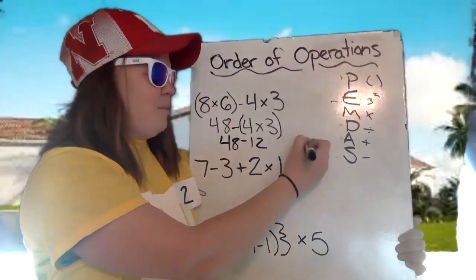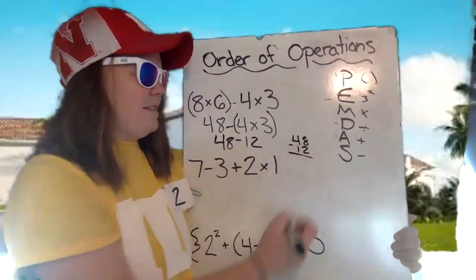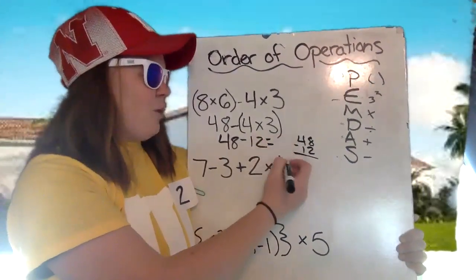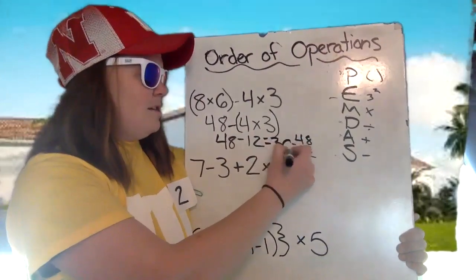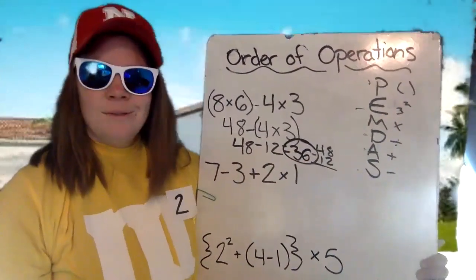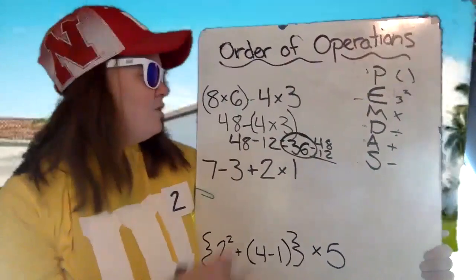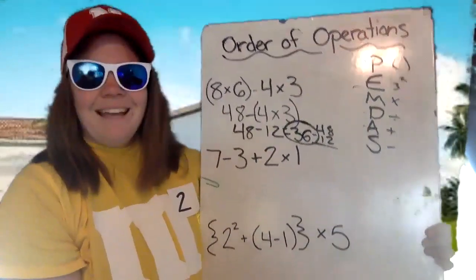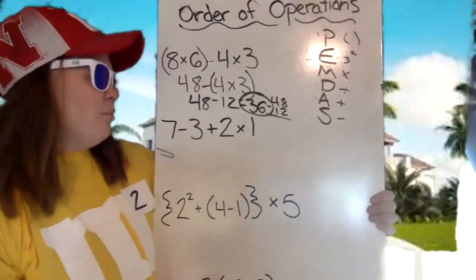And if you need to set it up and down, go for it. Nothing stopping you there. So 48 minus 12 is 36. There we go. Okay, so gotta use order of operations. You can't just go from left to right unless you got adding and subtracting left or multiplying and dividing.